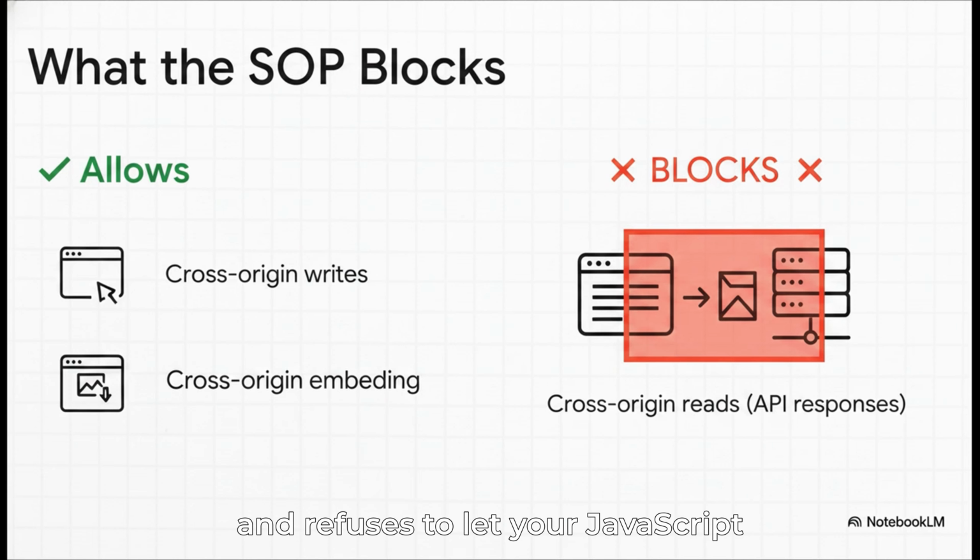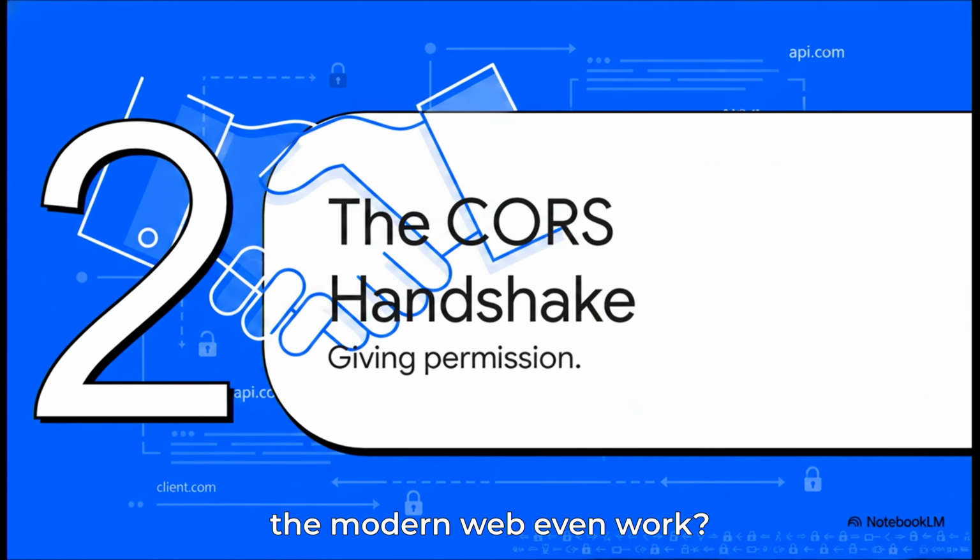Okay, so if the same origin policy is so strict, how does anything on the modern web even work? How does a React or Vue app talk to its API on a different subdomain? Well, this is where cross-origin resource sharing, or CORS, finally enters the picture. It's the official, built-in way to safely loosen up the same origin policy.